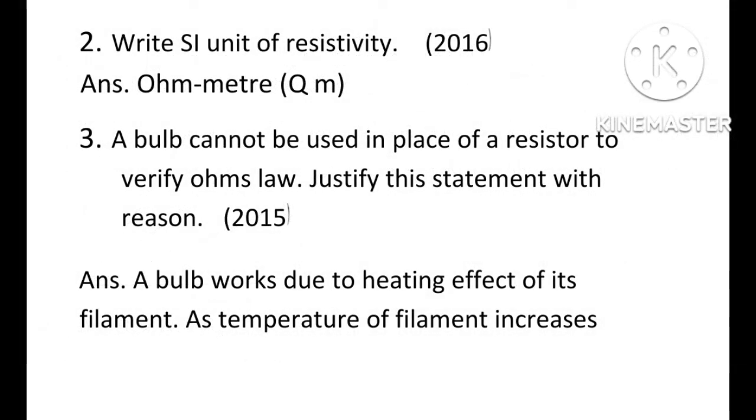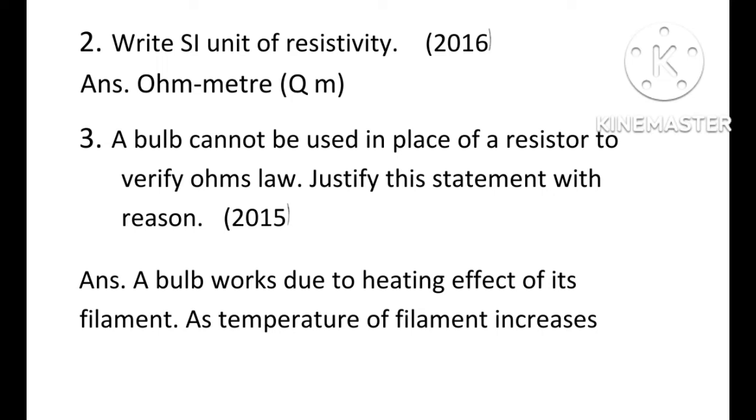Now we can move to the next question. Write SI unit of resistivity. The unit of resistivity is ohm meter. The next question is, a bulb cannot be used in place of a resistor to verify Ohm's law. Justify this statement with reason.